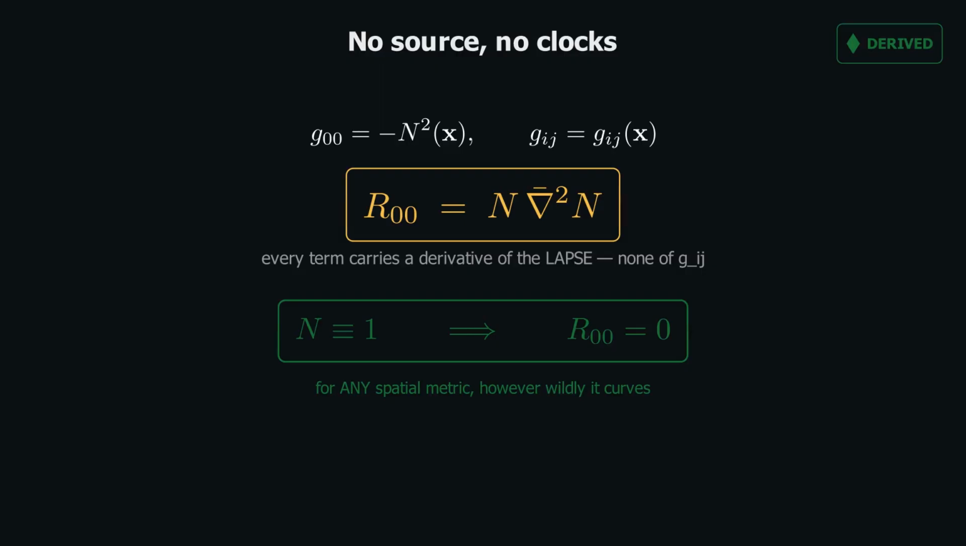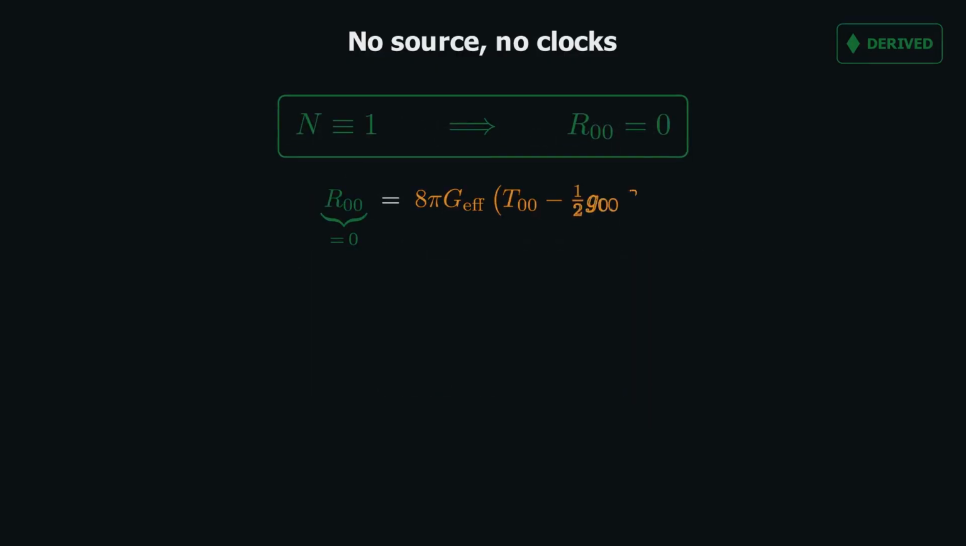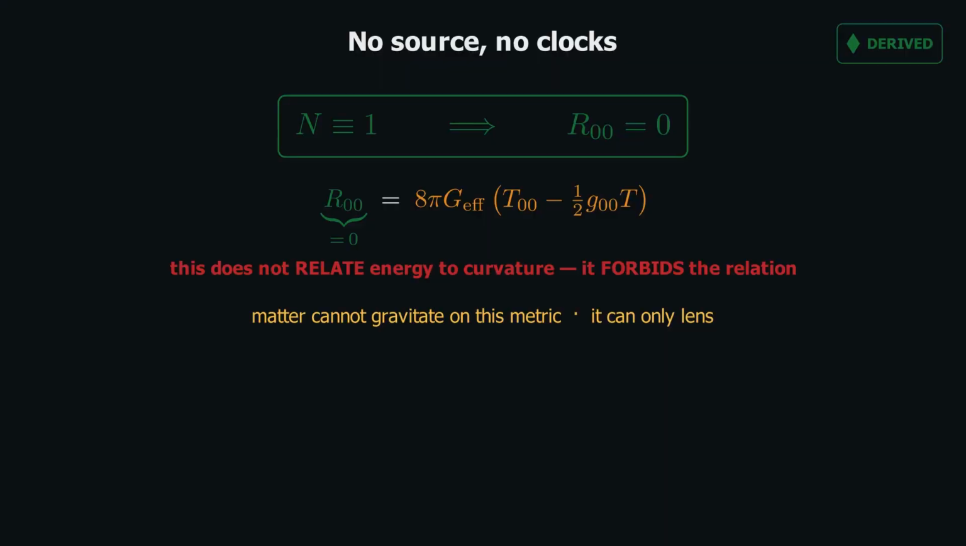Now read that against Einstein's time equation, which sets R00 proportional to the energy density. With R00 pinned at 0, that equation does not relate energy to curvature, it forbids the relation. The positive conserved energy density built in Chapter 6 has nothing left to couple to. Matter cannot gravitate on this metric.